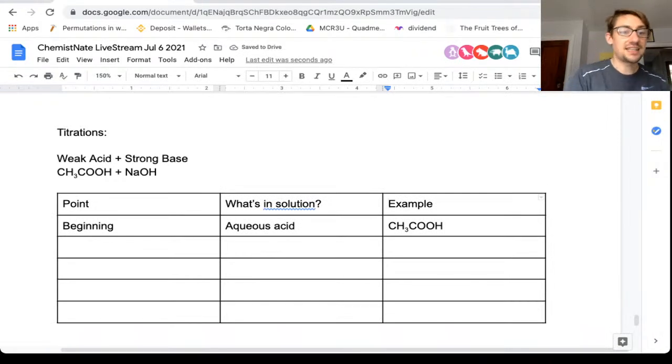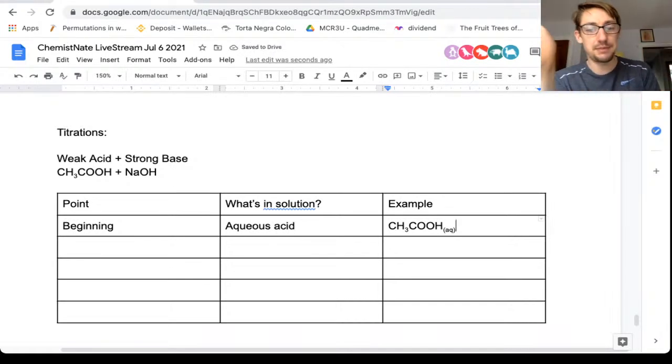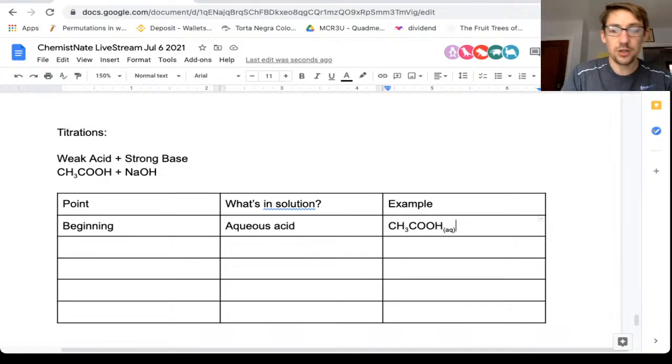Okay, so at the very beginning of your titration, you have just your aqueous acid, and for example, it might be CH3COOH. Now I know that when you put a weak acid into water, you already have some of the conjugate base, but all you really have to know is the initial concentration of the acid.